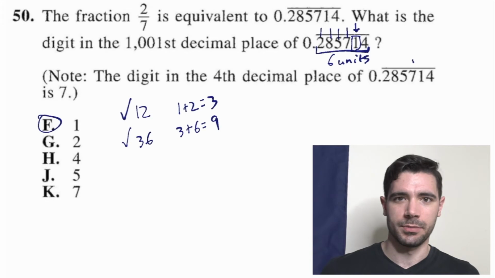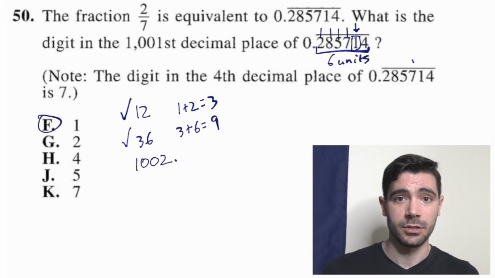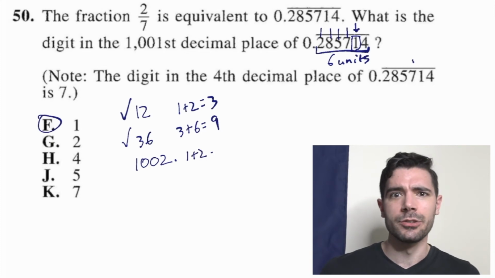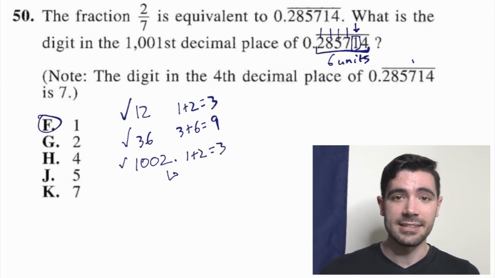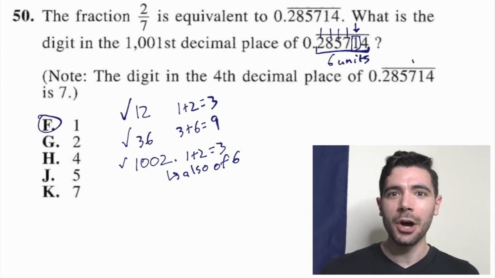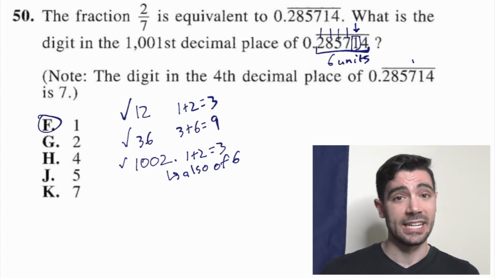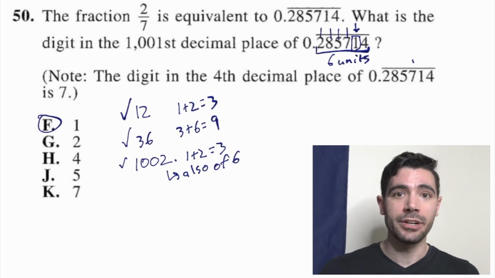1001 is not a multiple of 3, but 1002 would be, because that would be 1 plus 0 plus 0 plus 2, which would equal 3. So great, we know whether something is a multiple of 3. Who cares? Well, if a number is a multiple of 3 and it's even, then it's a multiple of 6. 1001 is not a multiple of 3 or 6, but it's 1 lower than 1002, which would be an even number where the digits add up to be a multiple of 3. So 1001 is 1 number shy of being a multiple of 6.